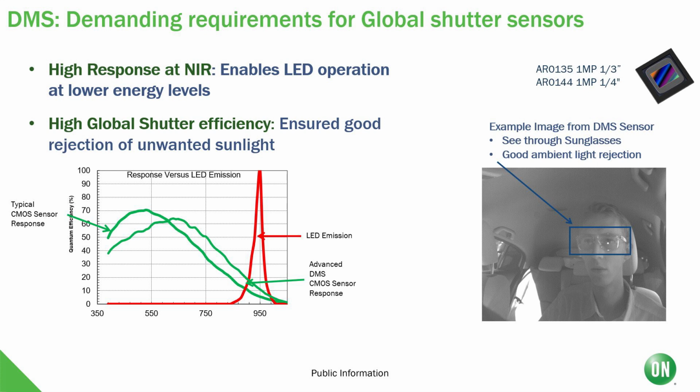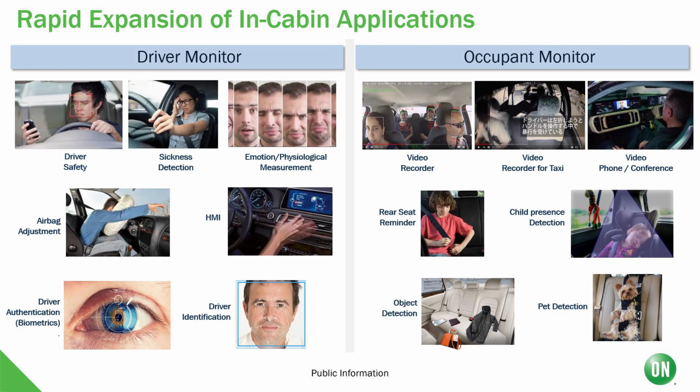For these type of applications, we offer our high performance AR0135 and AR0144 global shutter image sensor. There are many different applications for in-cabin. Just wanted to share with you a couple. There's the traditional driver monitor, where the image sensor and that algorithm needs to determine the status of the state of the driver. Are they paying attention? Are they on their phone? These image sensors for driver monitor can be used for airbag adjustment, for driver identification, and for authentication.